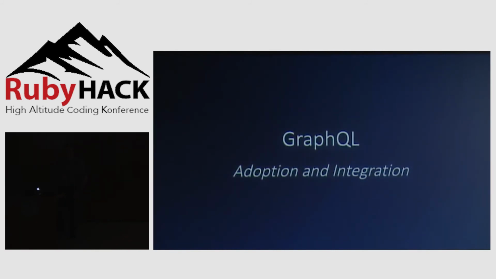So GraphQL adoption and integration. So we've already explored how GraphQL can quickly be integrated into a legacy Rails application. But let's set the technical implementation aside for a second, and let's talk about the soft, the people and organization hurdles that you'd have to overcome. So where do we start? How do we get buy-in from our teams, from our organization, from our managers?